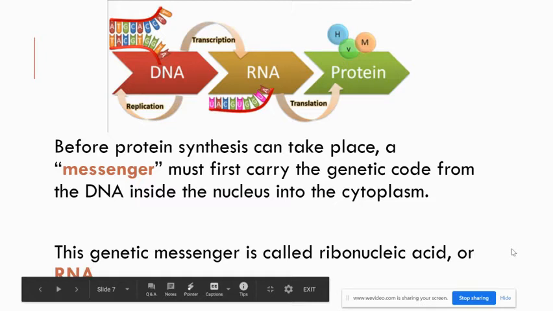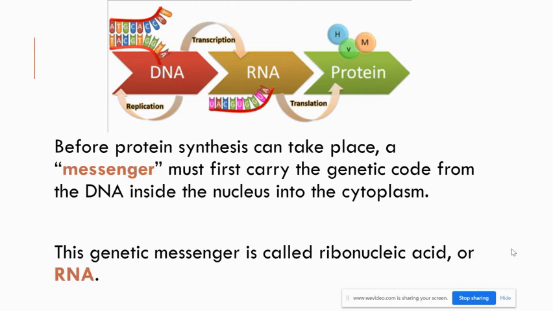The process of protein synthesis is kind of a 2 or 3 step process, but there are more details. Before this can take place, the messenger must first carry the genetic code from the DNA inside the nucleus into the cytoplasm. That DNA is in the nucleus, the control center, and it now has to get that information into the cytoplasm. So the genetic messenger is called ribonucleic acid, or RNA.